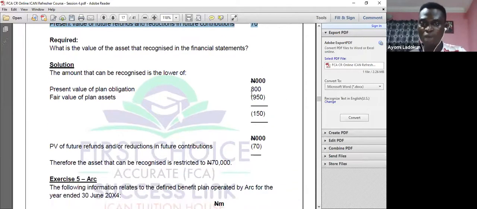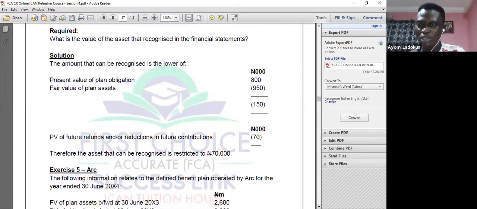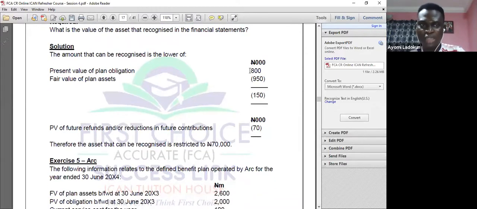That's what you have here. Now look at the way the solution has been presented. Can you see? It said present value of obligation. Did you see?